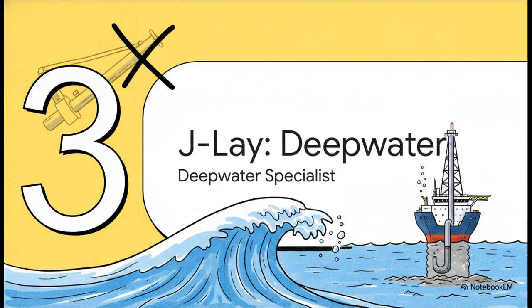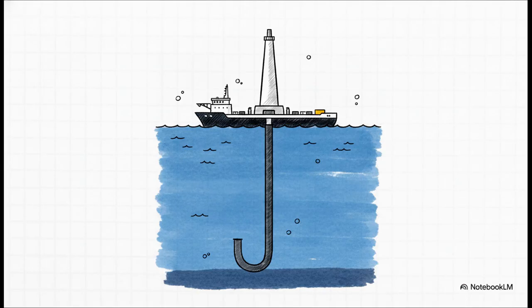So, what happens when the water is just too deep for an S-lay? You bring in the J-lay. J-lay completely flips the assembly line on its head. When the water gets too deep for a stinger to safely support the pipe, you use a massive elevated tower instead of a horizontal deck factory.